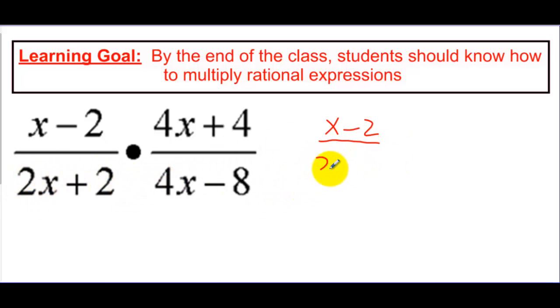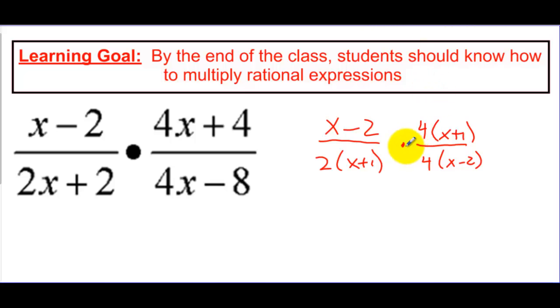So I'm going to say this is 2 times x plus 1. I'm multiplying that with, again, this top part factors into 4 times x plus 1 with the GCF. And the bottom turns into 4 times x minus 2. Okay, so I have a lot of canceling happening here.